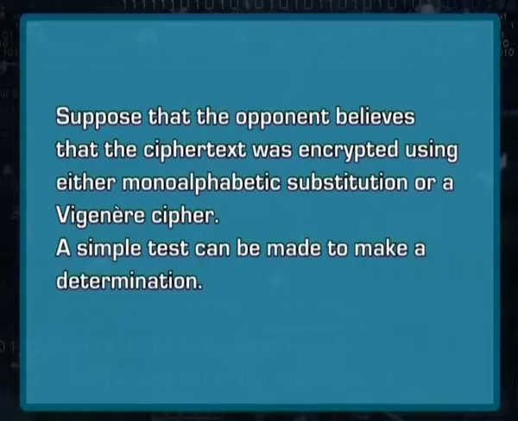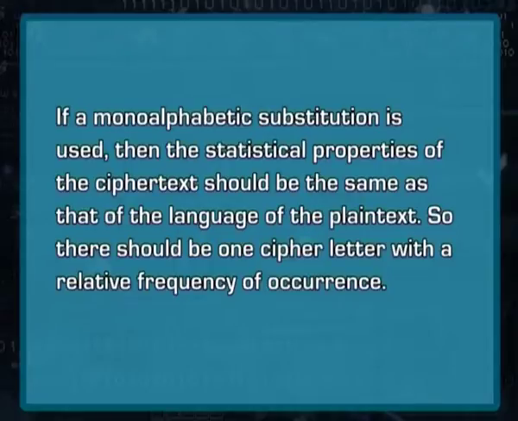So, it is instructive to sketch a method of breaking this cipher because the method reveals some of the mathematical principles that apply in cryptanalysis. First, suppose that the opponent believes that the ciphertext was encrypted using either monoalphabetic substitution or a Vigenere cipher. A simple test can be made to make a determination. If a monoalphabetic substitution is used, then the statistical properties of the ciphertext should be the same as that of the language of the plain text.